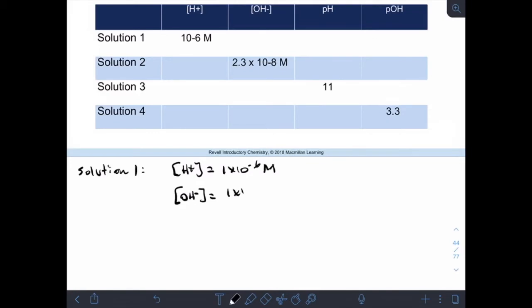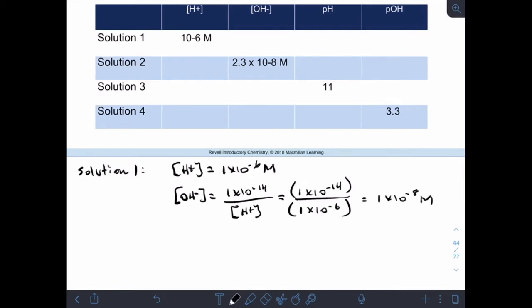OH minus equals 1 times 10 to the minus 14 divided by H plus. So 1 times 10 to the minus 14 over 1 times 10 to the minus 6. I'll remind you, use your parentheses so that your order of operations doesn't go awry. We should end up with an answer of 1 times 10 to the minus 8 molar. Because remember, we're talking about concentrations, you need to remember your units.